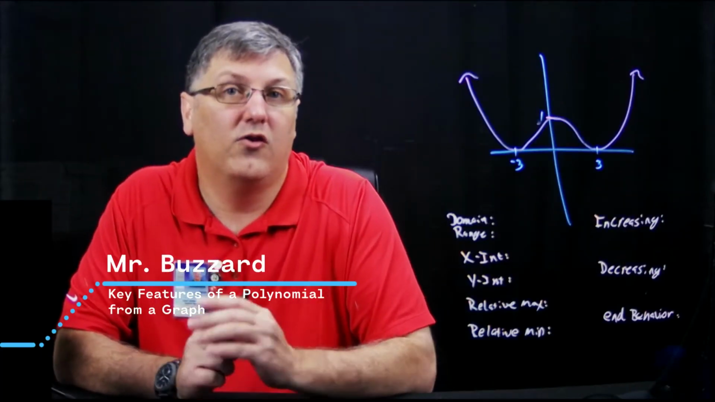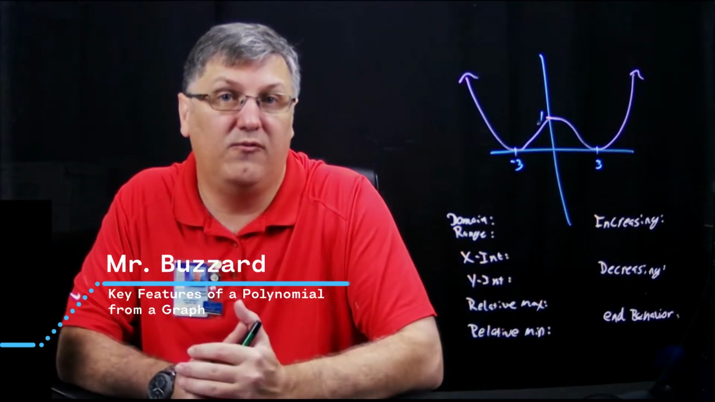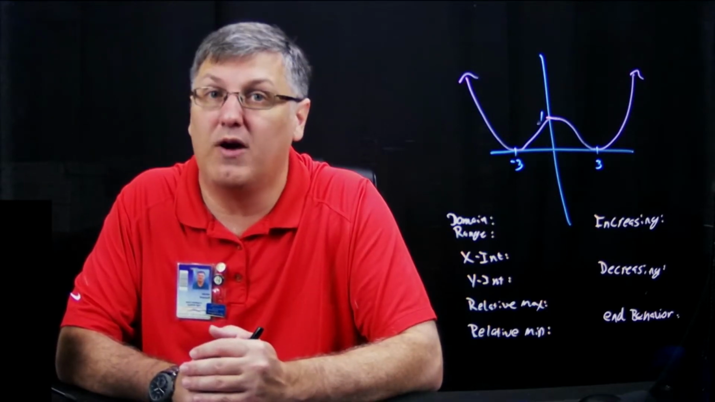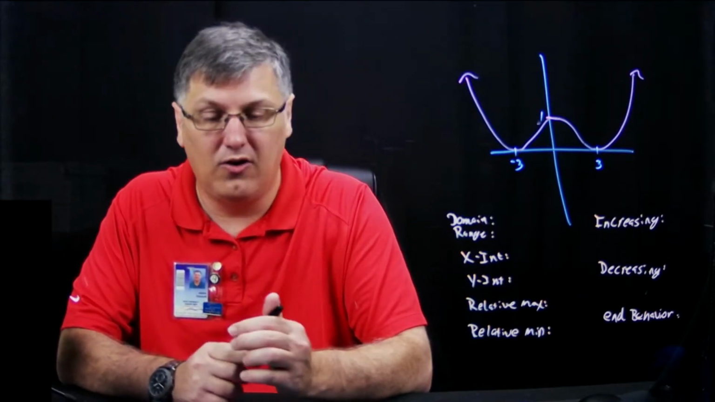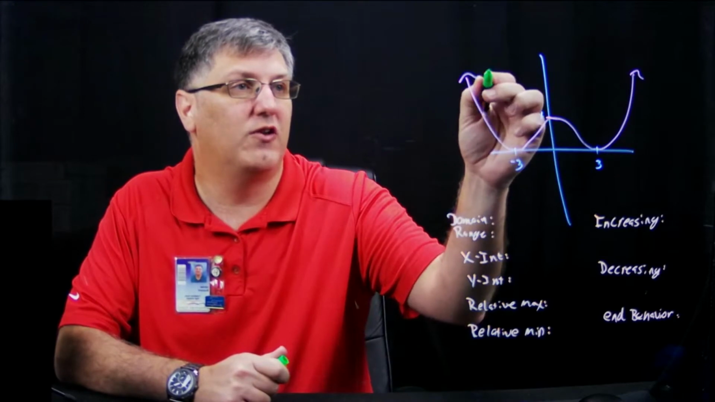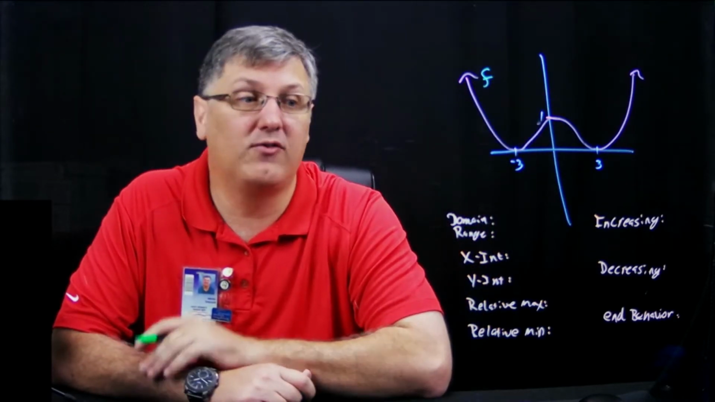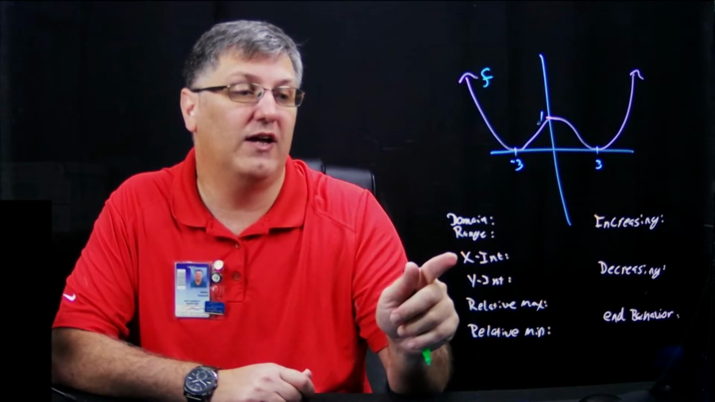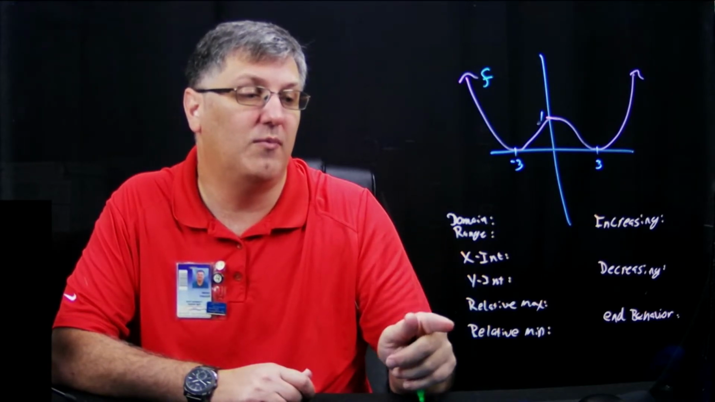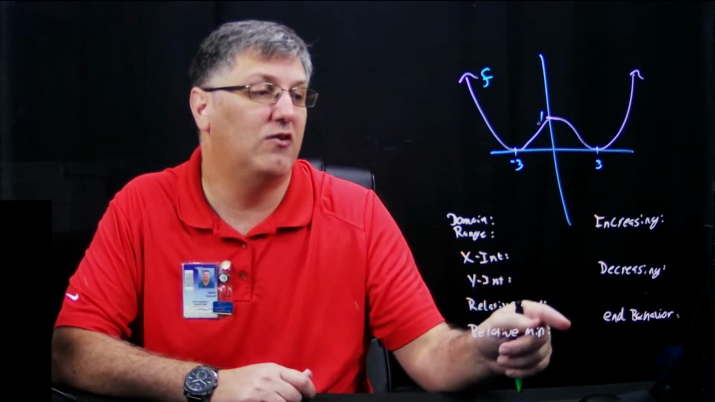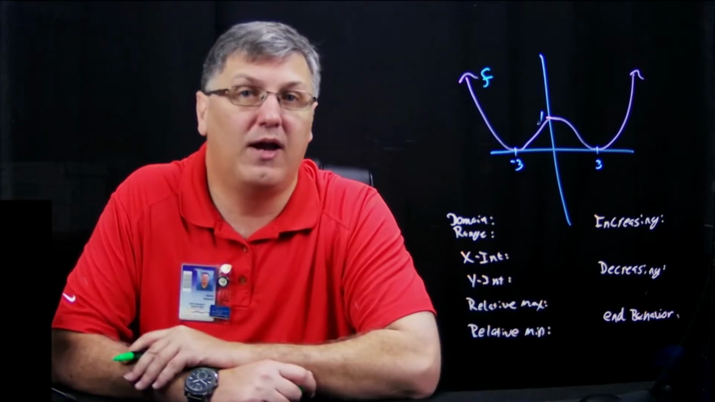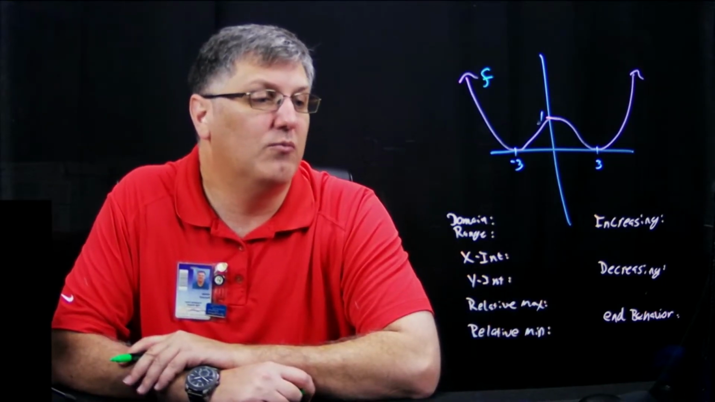All right, so let's talk about all the different key features I want to ask for if I give you a graph of a polynomial. Here I have a graph of a polynomial. Let's just call this f, make our life easy. And everything I want to ask you about this graph is domain, range, x-intercept, y-intercept, relative max, relative min, increasing, decreasing, and then behaviors. Now I'm going to have short videos on most of these.